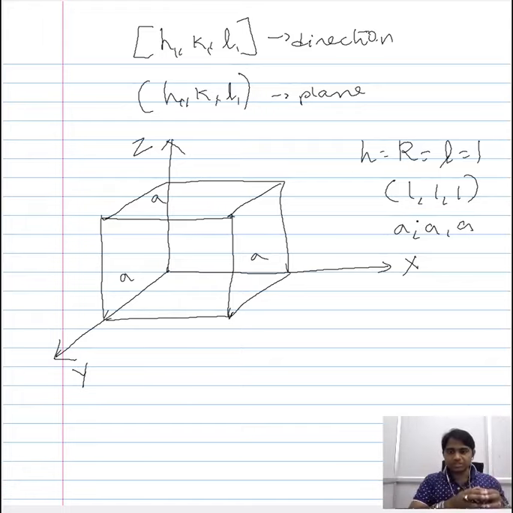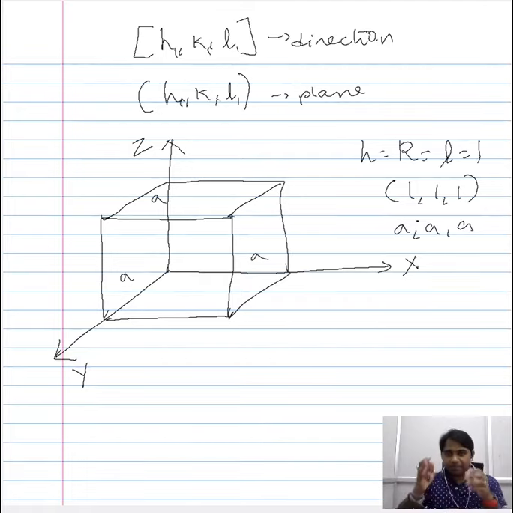We saw in the previous lecture how to arrive at the Miller integers for the plane. We take the intercepts, reciprocal it and factorize it. Now we are reverse engineering it. We already have the factorized integers, we are trying to reciprocal it, and then we are trying to introduce the dimensions of the unit cell. So we have A, comma A, comma A.